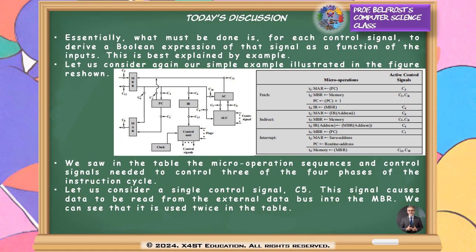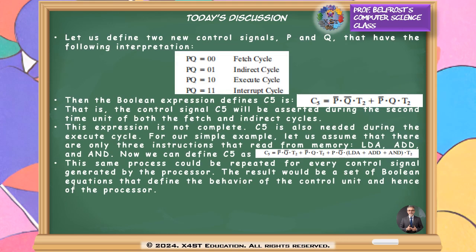Let us consider a single control signal, say C5. This signal causes data to be read from the external data bus into the MBR, and we can see that it is used twice in this table. Let us define two new control signals, P and Q, that have the following interpretation: fetch, indirect, execute, and interrupt. Then the Boolean expression defining C5 is C5 equals P' Q' T2 plus P' Q T2.